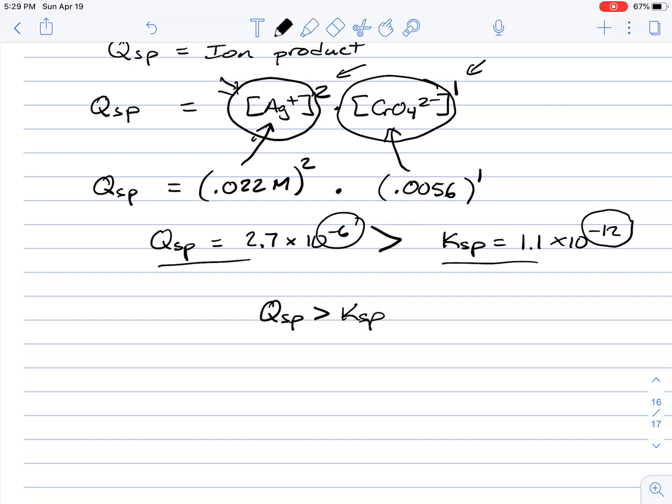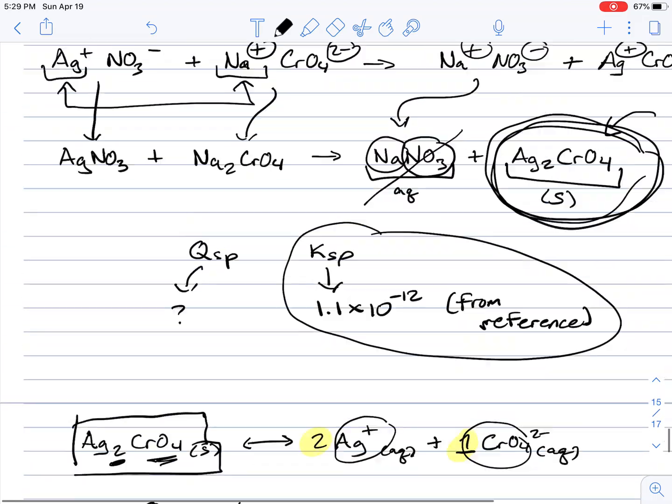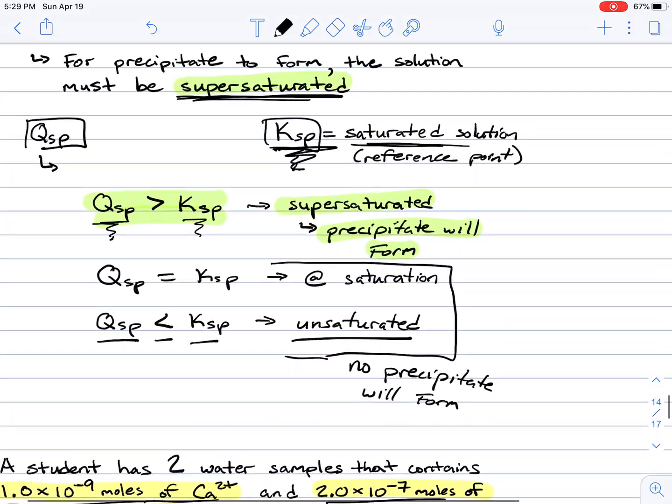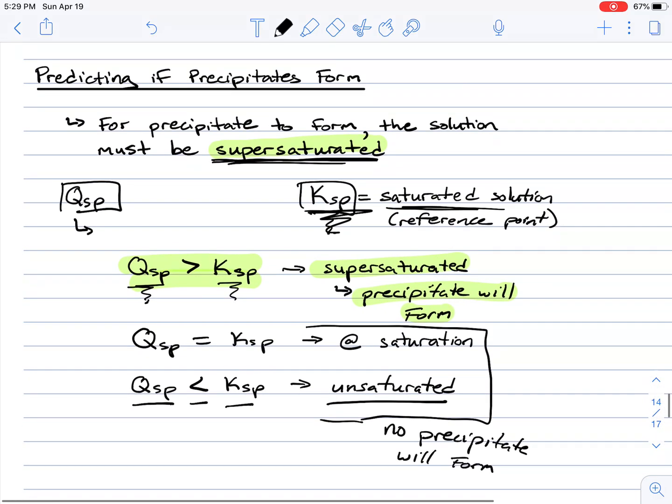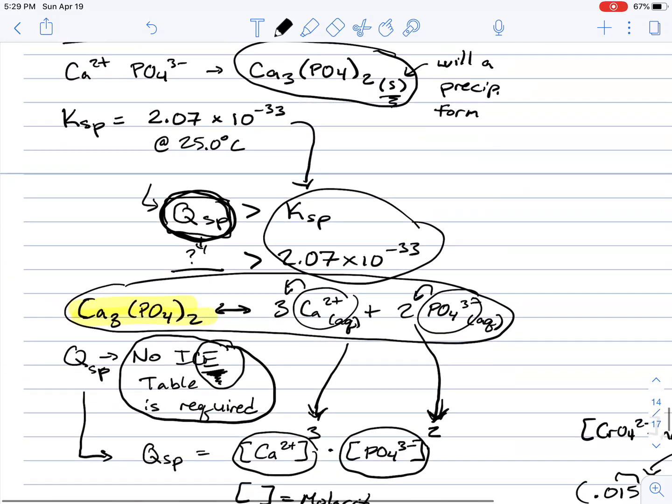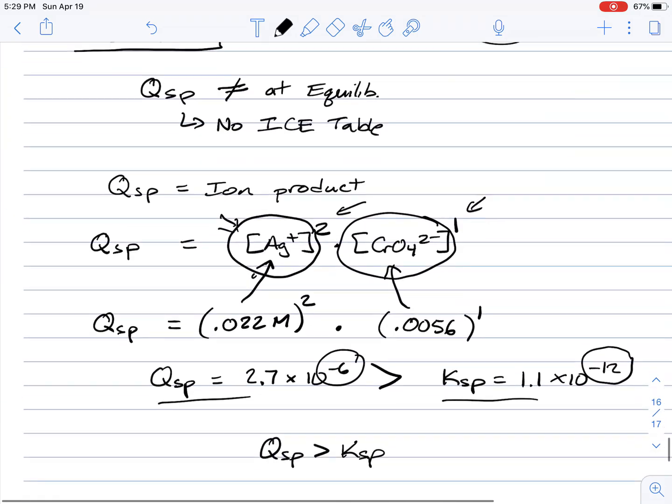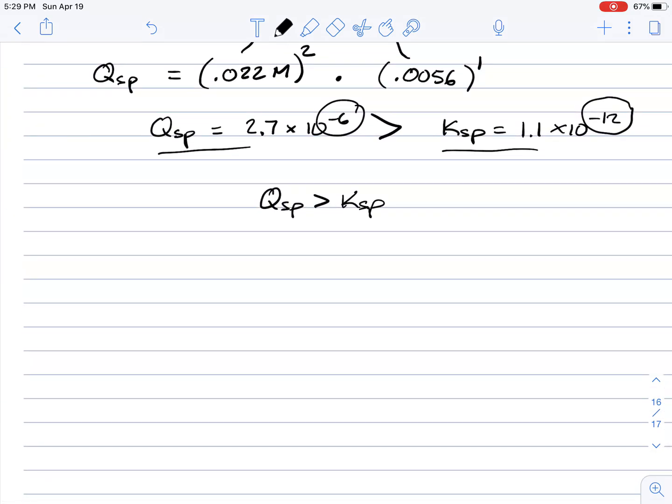And if you look at the very, I'm going to scroll up here just so you guys can see it. And so if you look at these notes, if Qsp is greater than Ksp, then that tells you that the ions responsible to form that precipitate are supersaturated. There's an overabundance of them such that a precipitate will form. And so precipitate will form.